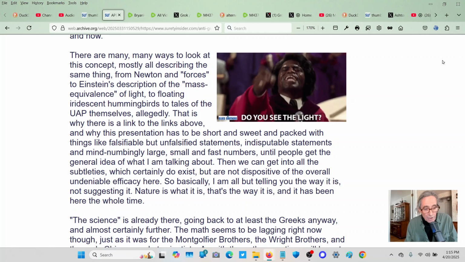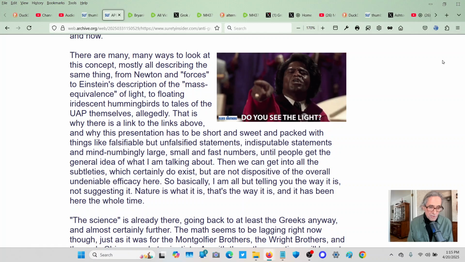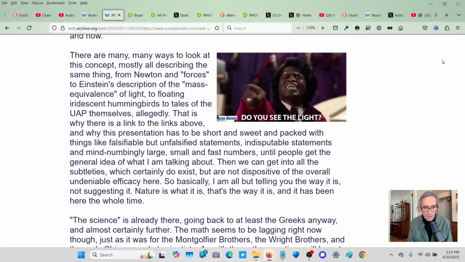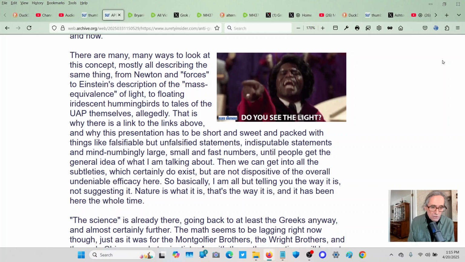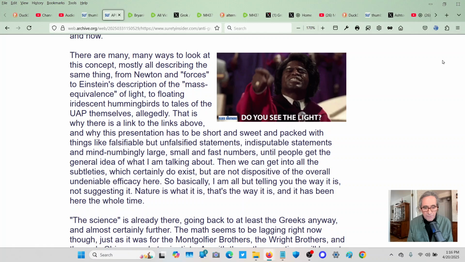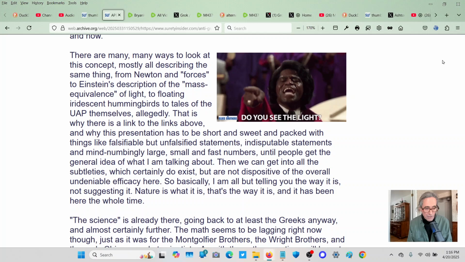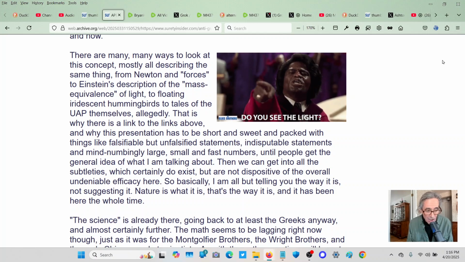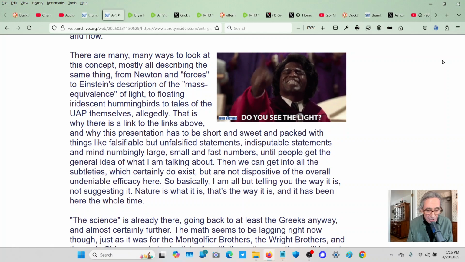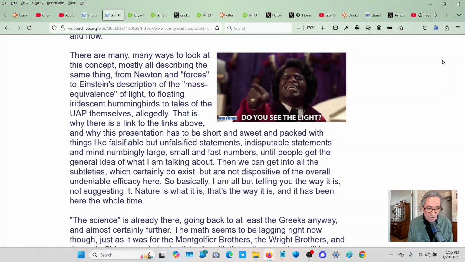There are many, many ways to look at this concept, mostly all describing the same thing. From Newton and forces to Einstein's description of the mass equivalence of light, to floating iridescent hummingbirds, to tales of the UAPs themselves, allegedly. That is why there is a link to the links above, and why this presentation has to be short and sweet and packed with things like falsifiable but unfalsified statements, indisputable statements, and mind-numbingly large, small, and fast numbers until people get the general idea of what I am talking about. Then we can get into all the subtleties, which certainly do exist, but are not dispositive of the overall undeniable efficacy here. So basically, I am all but telling you the way it is, not suggesting it.